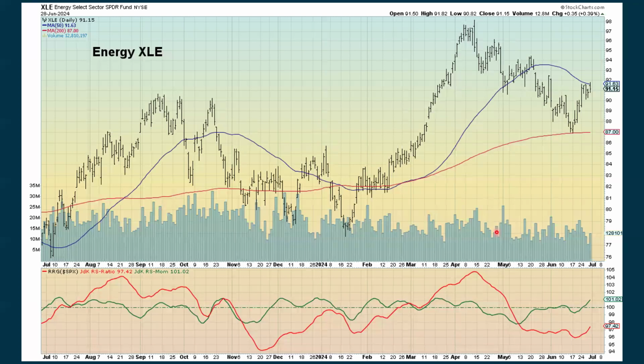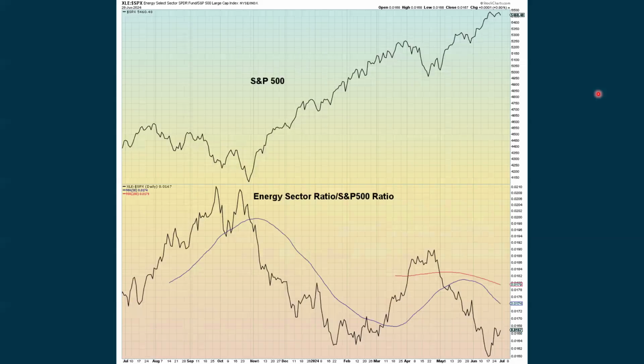Looking at energy, showing some strength with momentum and relative strength with the ratio. We did come down to the 200-day moving average, and we're bouncing up off of that. But so far, we've not been able to clear the 50-day moving average with this sector. And it continues to underperform, even though it's been bouncing back lately when we compare it to the S&P.